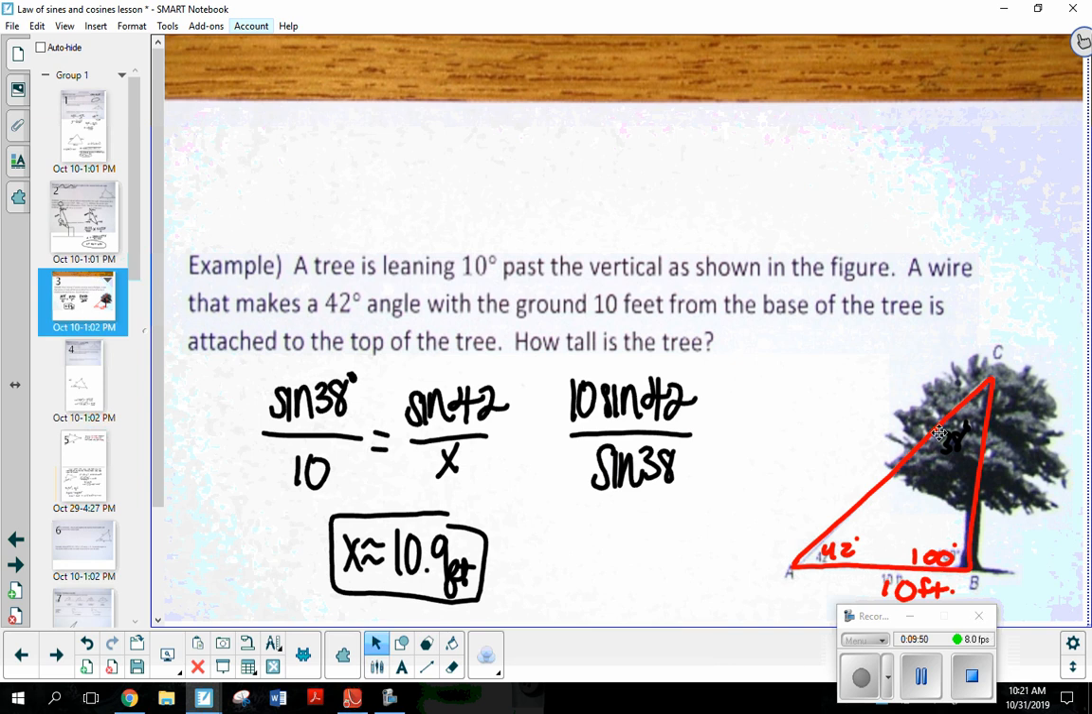Is anybody having trouble with the law of sines? Anybody confused? Easy? Super easy. All right. Good, good, good.